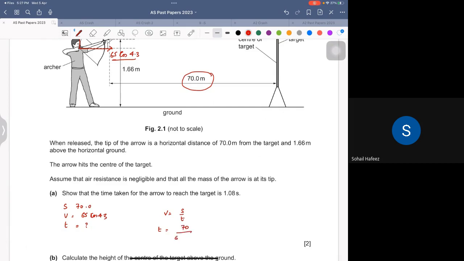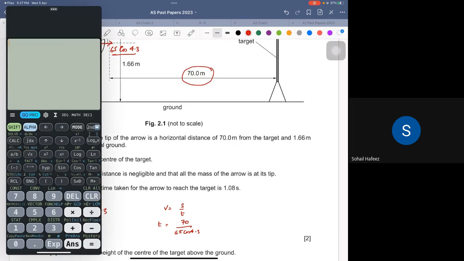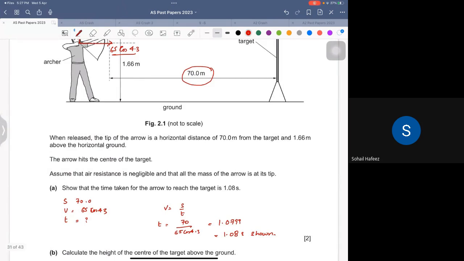70 divided by 65 cosine 4.3. And just check your calculators. They must be in degree mode, not the radian ones, especially after your math exam has finished. So I'm getting exactly 1.0799, which is equal to 1.08 seconds. So I have shown it like that. So if you have any questions, do let me know. Okay.